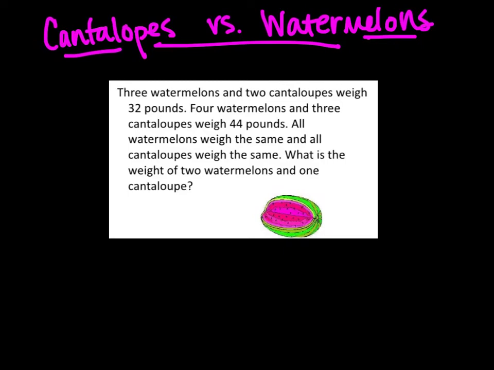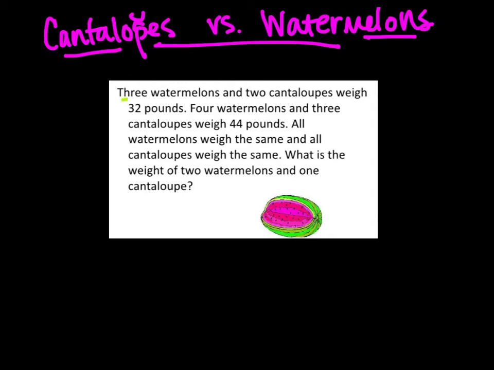We have cantaloupes versus watermelons, and maybe I'm spelling cantaloupes wrong. Cantaloupe in this situation is spelled with a U, and I'm thinking that may be a European version, like an English version. Sorry. All right, thinking to myself.